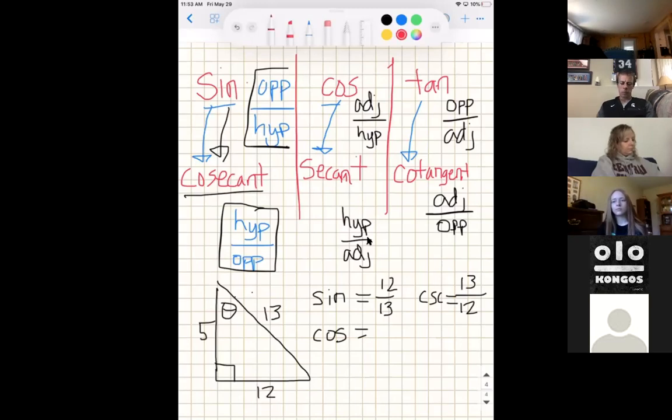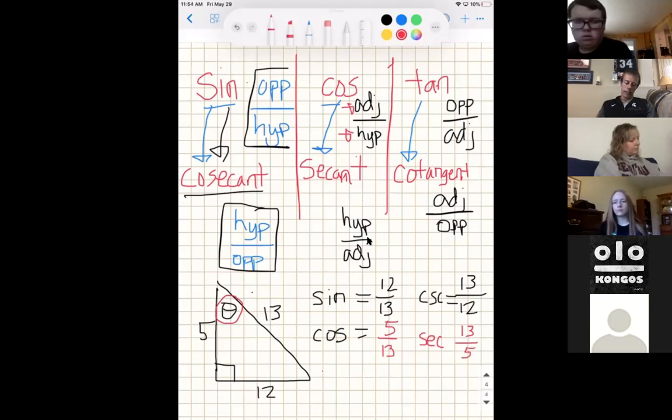What about cosine? What do we say cosine is in this case? Here's our theta, adjacent over hypotenuse. 5/13. Yeah, 5/13. And so our secant ratio, now that mathematicians get back to normal, they just use the first three letters, is going to be 13/5.